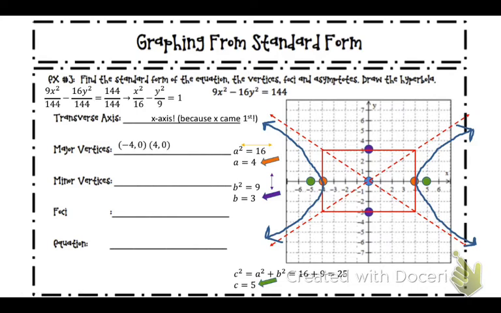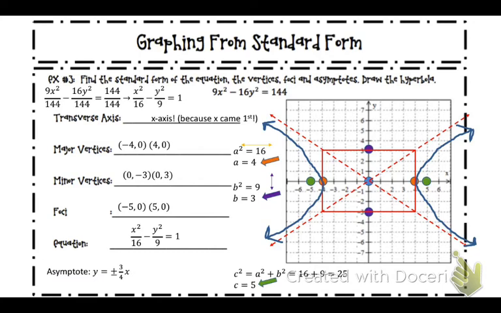Okay, the major vertices are -4, 0 and 4, 0. Minor vertices, 0, -3 and 0, 3. The foci are at -5, 0 and 5, 0. Then my equation, which we solved before, is x squared over 16 minus y squared over 9 equals 1.